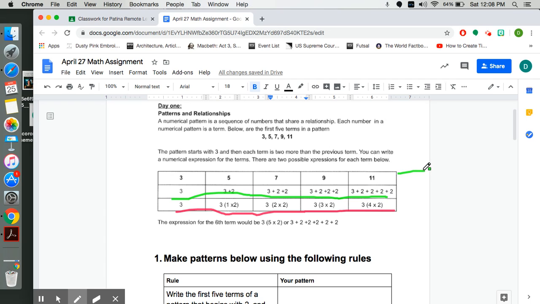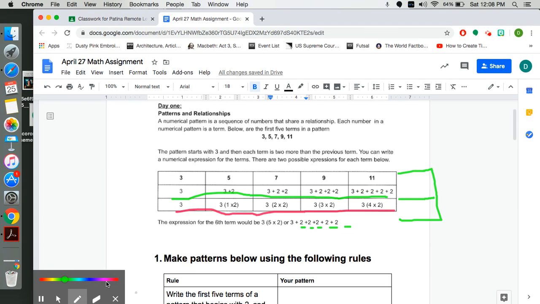So I want you to go ahead and pause the video really quick and tell me what you think. All right, if you didn't pause the video and figure it out, the sixth term would be, since there's 4 2s in this one, it would be 1, 2, 3, 4, 5. So the next term would be 5 2s. So 3 plus 5 2s. And so on. If we were to go forth, it would be 3 plus 6 2s, 3 plus 7 2s, going on and on and on.